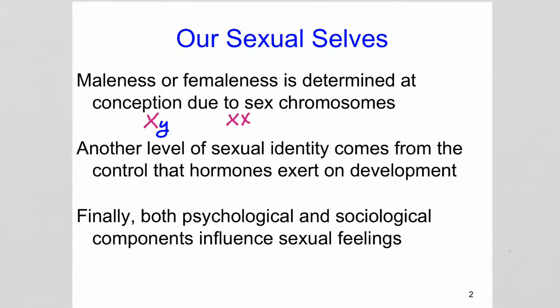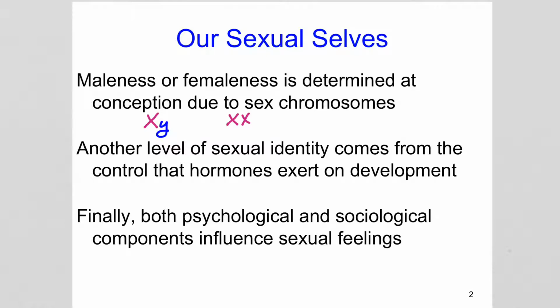Another level of sexual identity comes from the control that hormones exert on development. After an individual is born, a lot of sexual maturity happens or starts to happen at puberty, and that's due to the different hormones that are being expressed. Obviously that comes back down to the underlying genetics, but we don't see those hormones really kick in until puberty and later on.